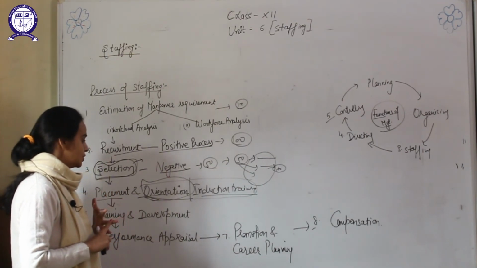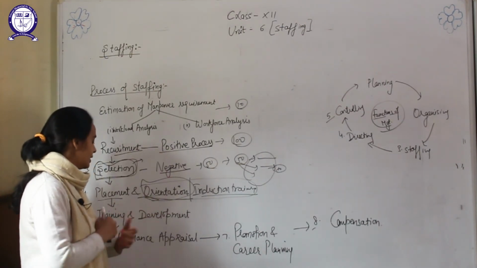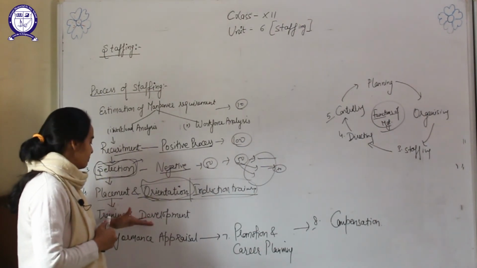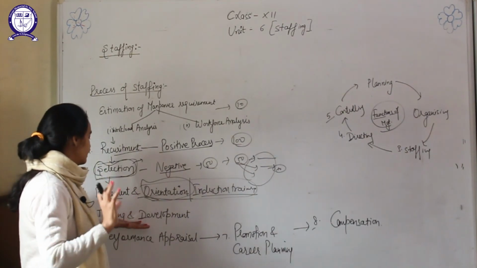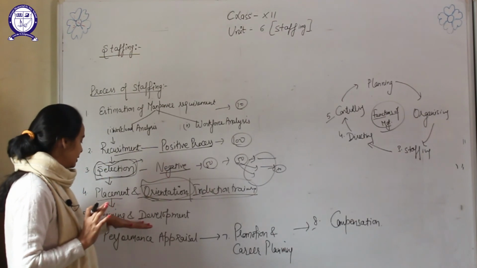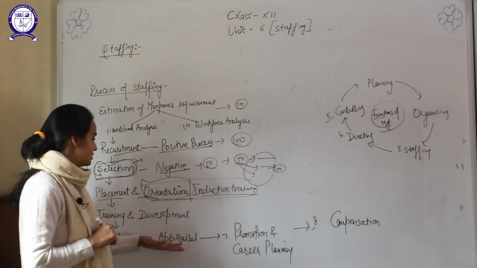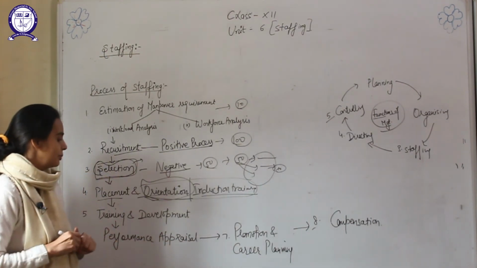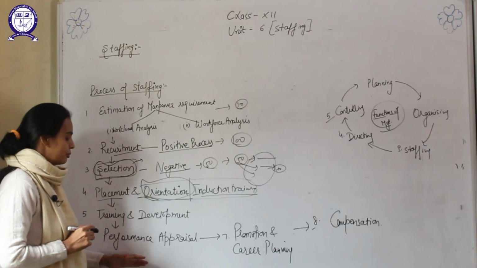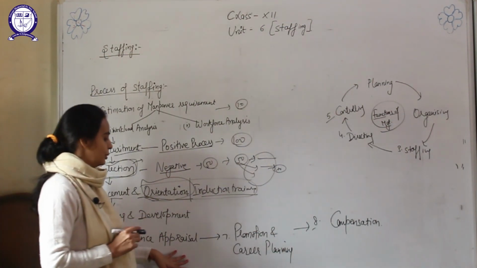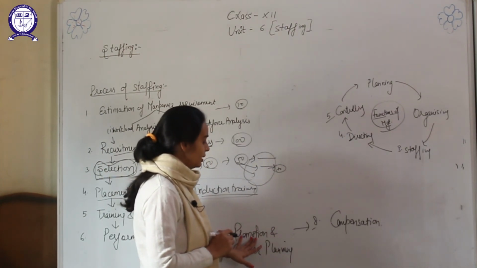Next, after the placement and orientation of the employees, provide them training and development. Training is given to increase the skills of the employees as per the requirement of the job. Next is the performance appraisal. It will be done by the HR department, to see whether the employees were able to achieve the objectives or not, what their performance was throughout the year, and they will be given a grading. On the basis of their grading, the promotion of the employees will be done.